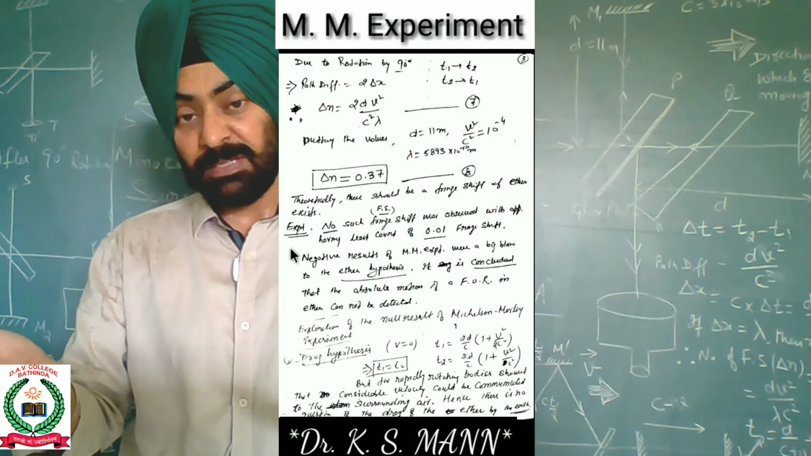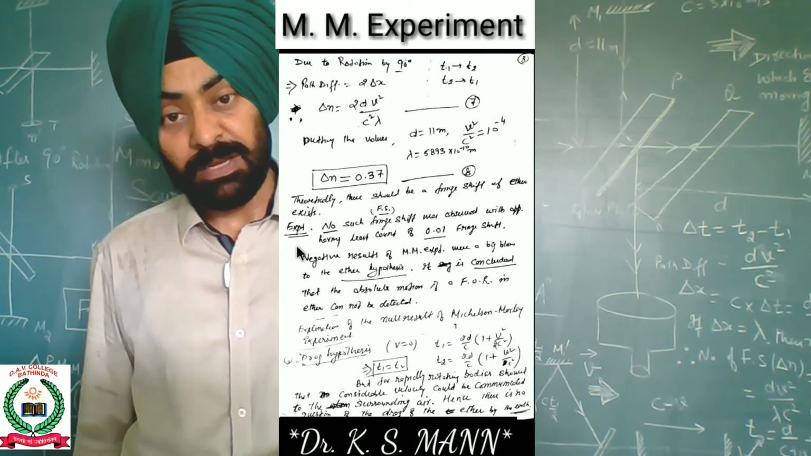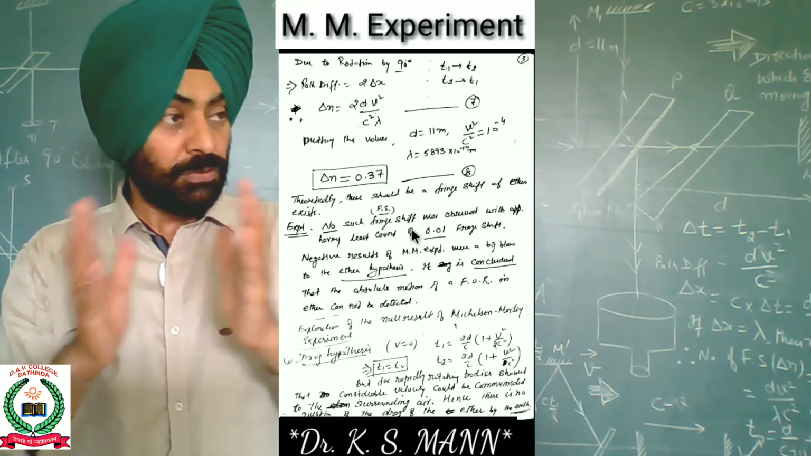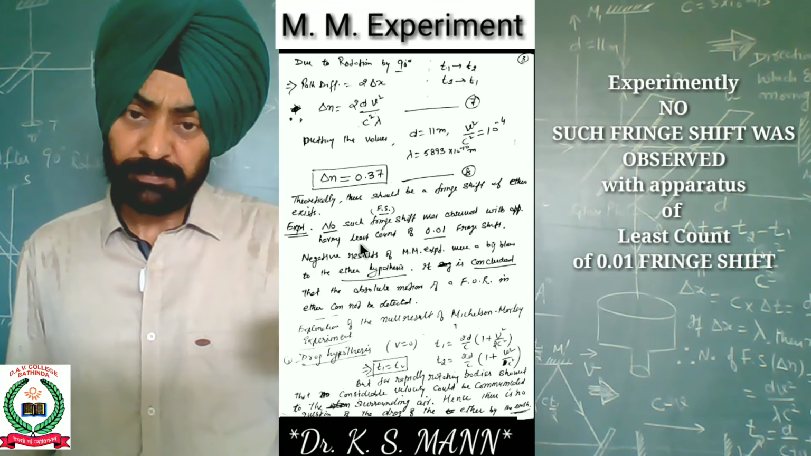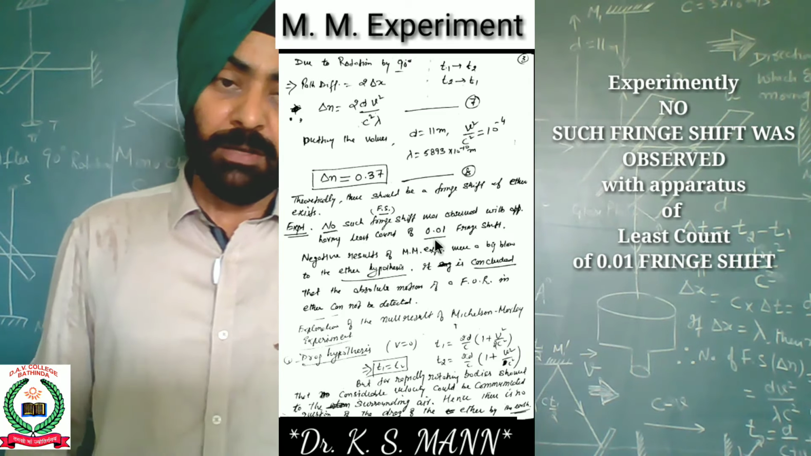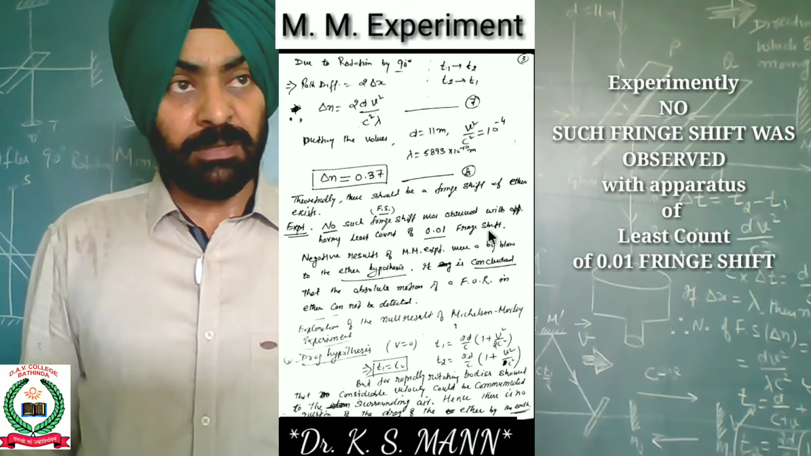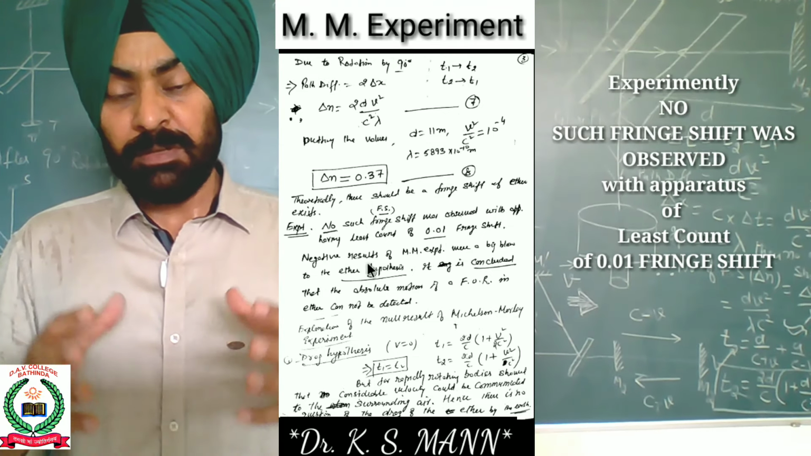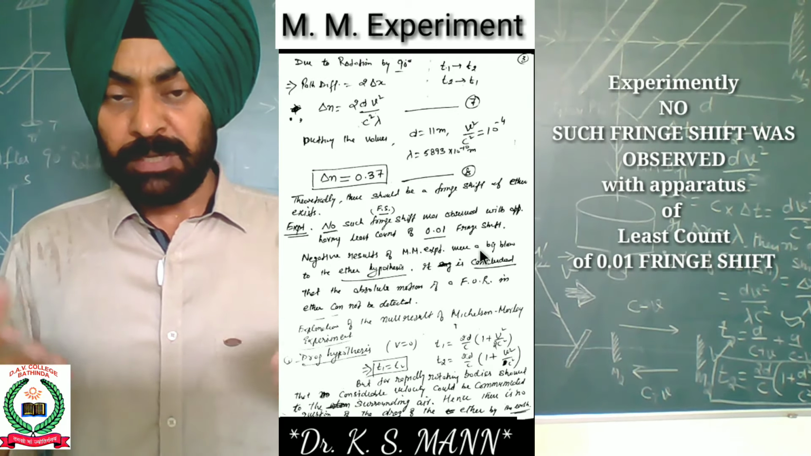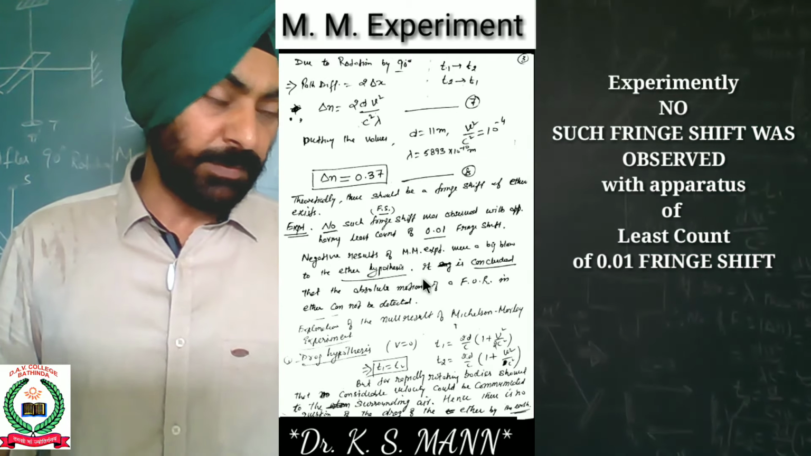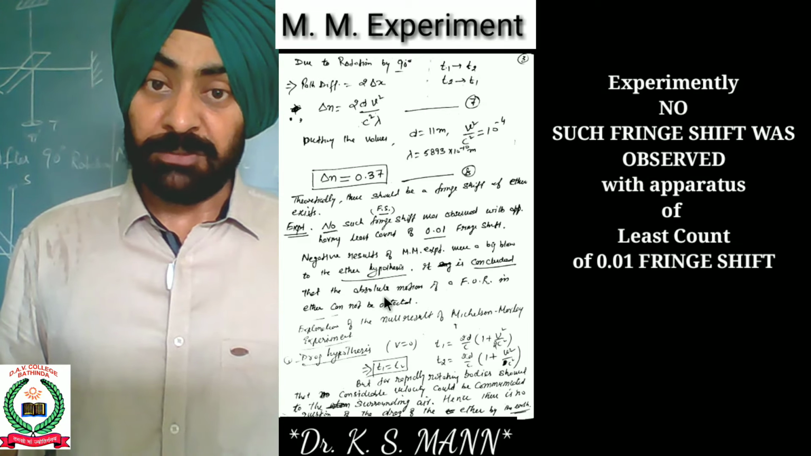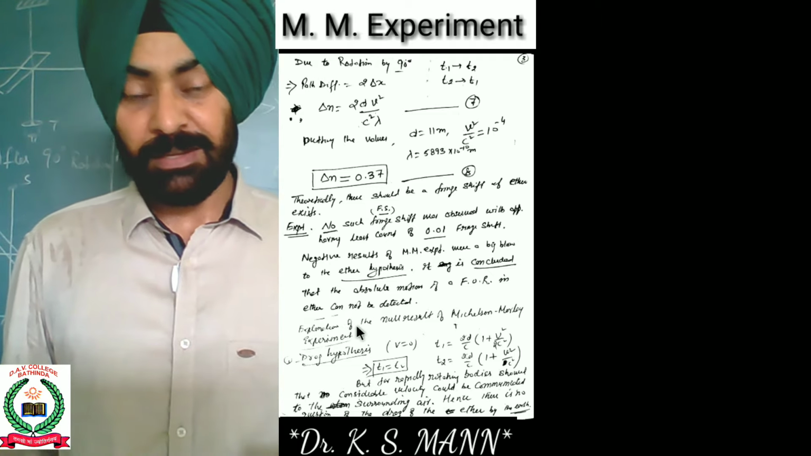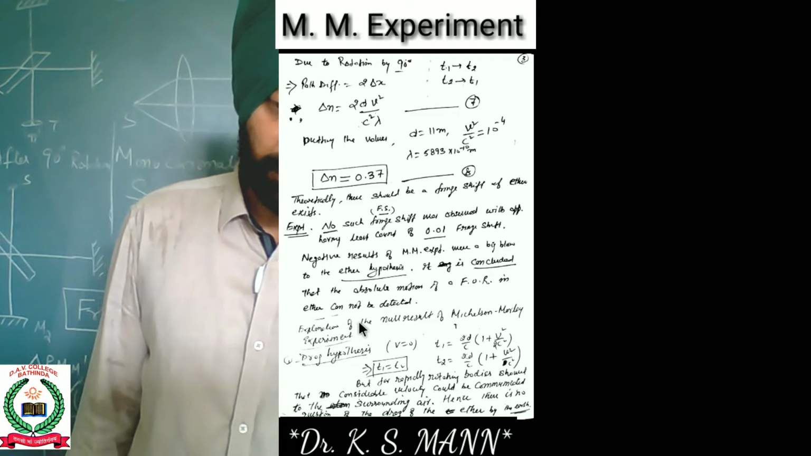Now, experimentally, what did the Michelson-Morley experiment conclude? They observed no such fringe shift, and with the apparatus having an accuracy of the least count of 0.01 fringe shift, that means the apparatus which can detect even 0.01 fringe shift, they didn't detect any fringe shift. So the negative result of the Michelson-Morley experiment was a big blow to the ether hypothesis. So it is concluded that the absolute motion of the frame of reference in ether cannot be detected. So in other words, ether does not exist. So that's all.